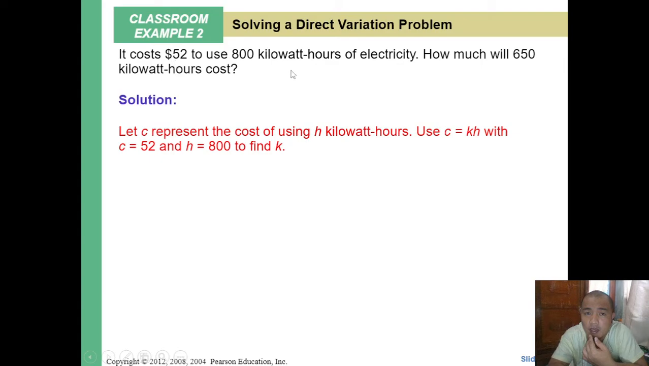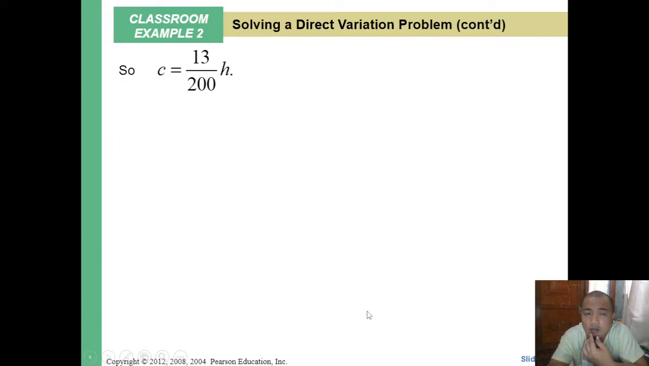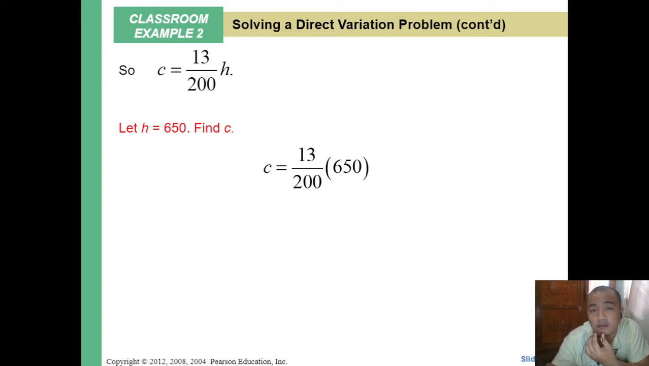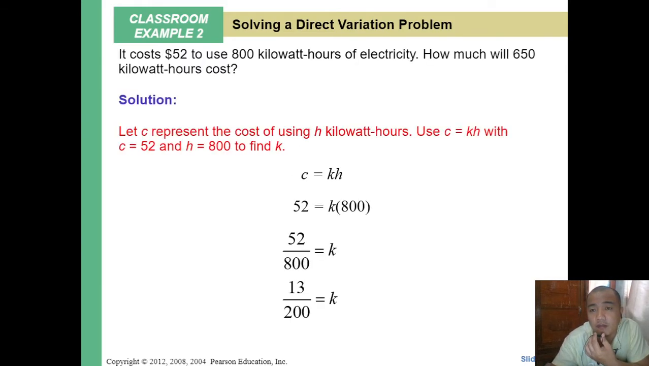52 divided by 800. 52 divided by 800 is 13 over 200 in lowest terms. This is our constant of variation. So therefore, substituting in C equals kH, the equation is C equals 13 over 200 H. Let H equal 650. Find C. What is the problem asking? How much will 650 kilowatt hours cost?